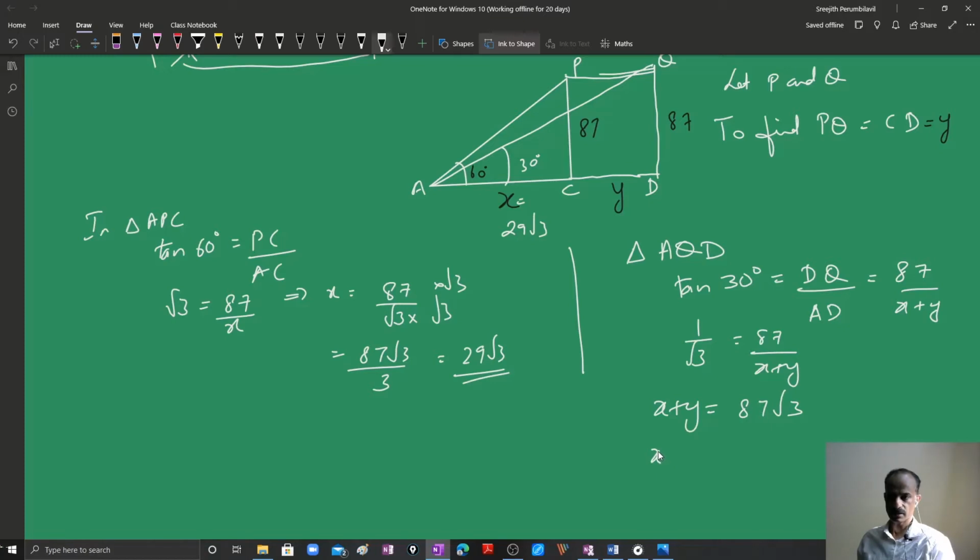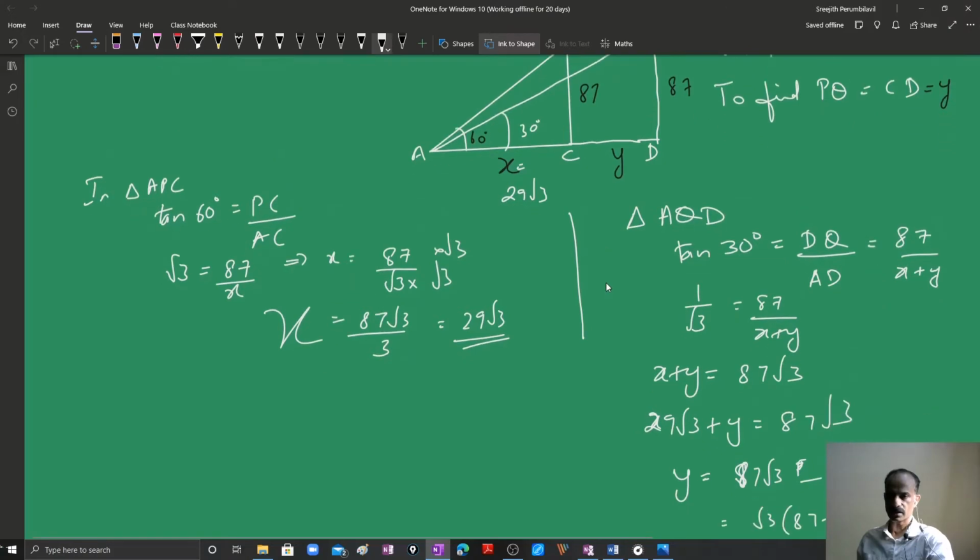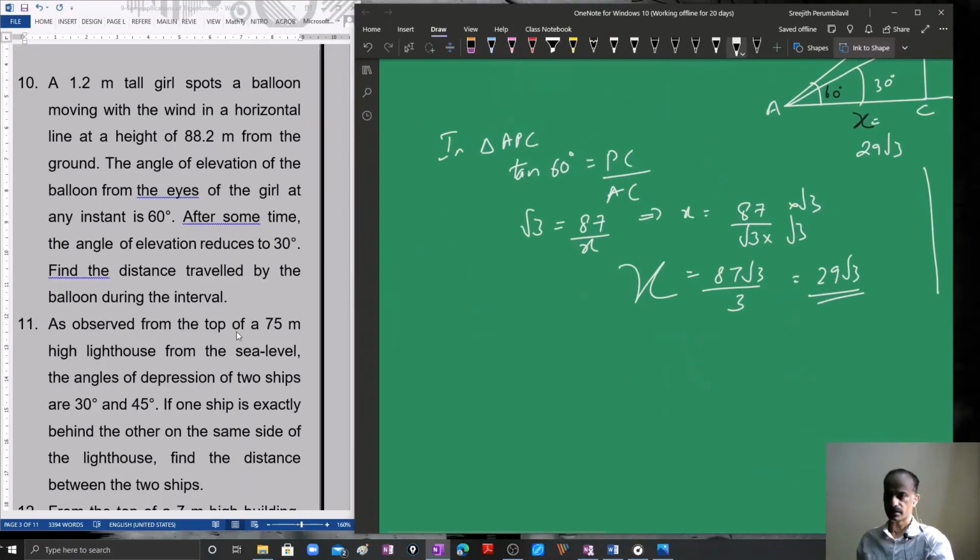What is X? X is equal to 29 root 3. 29 root 3 plus Y is equal to 87 root 3, or Y is equal to 87 root 3 minus 29 root 3, or root 3 into (87 minus 29). Find it out. That much meters is the distance Y. That is what is being asked to find out.